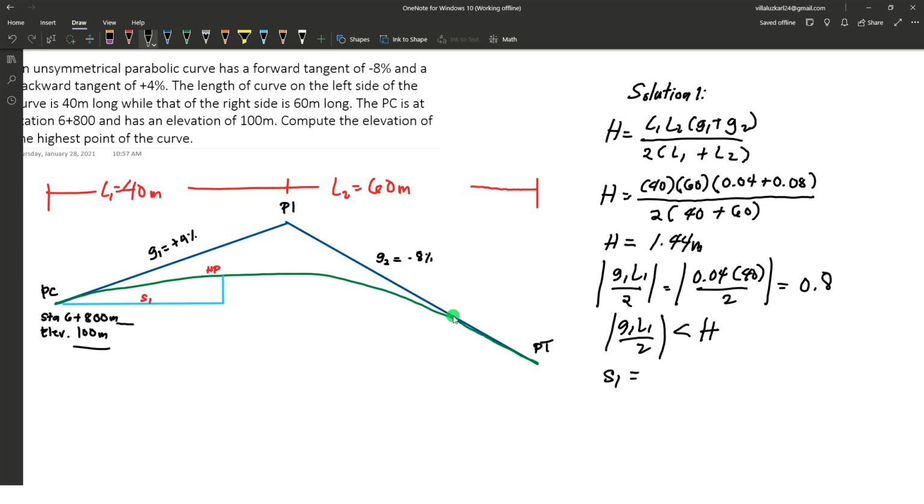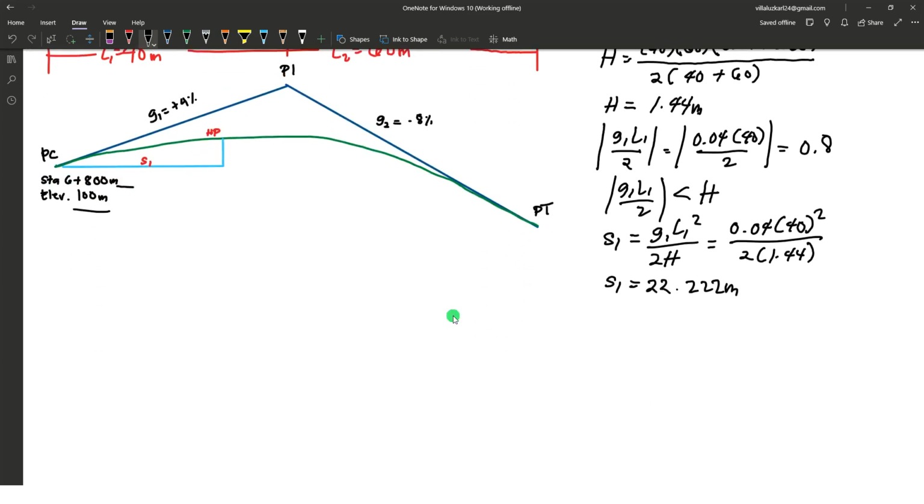S1 is equals to G1 L1 squared over 2H. So substitute that 0.04 times 40 squared over 2 times 1.44. So the S1 is 222.222 meters. Okay. So we can now locate the stationing of the lowest point, of the highest point rather.